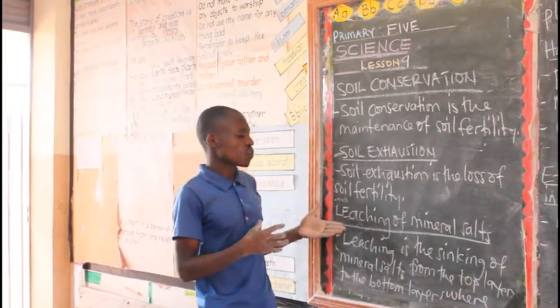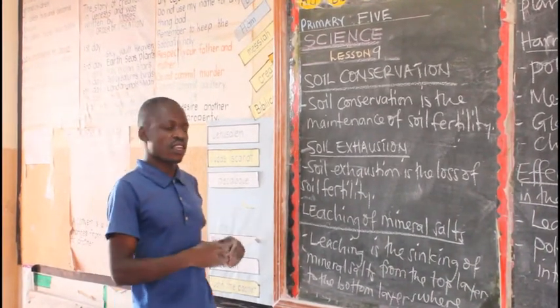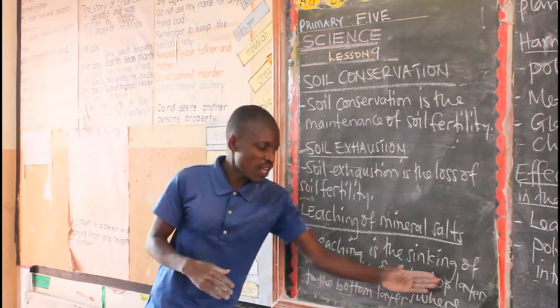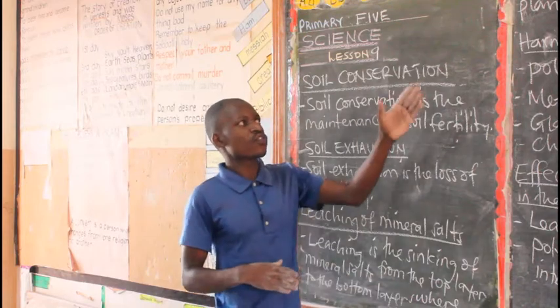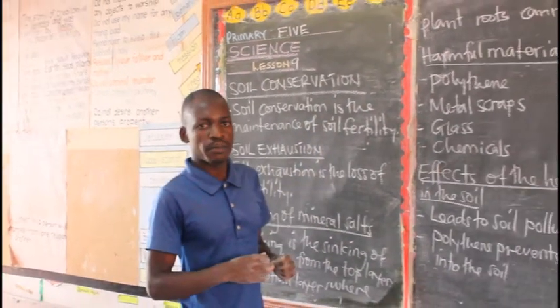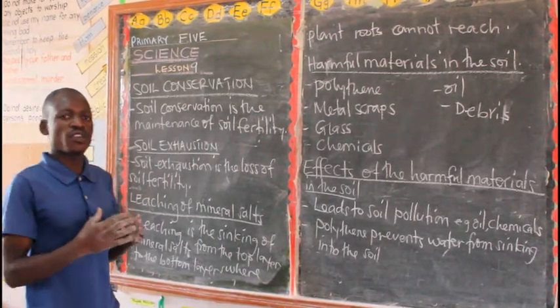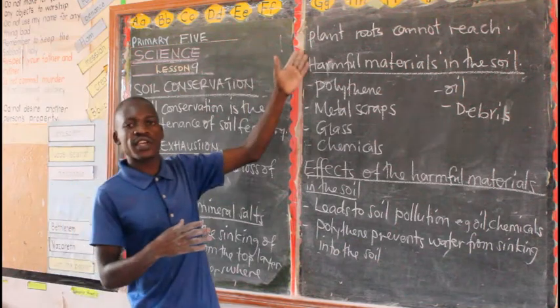Then we have what causes leaching of mineral salts. Leaching is the sinking of mineral salts from the top layer to the bottom layers where plant roots cannot reach.